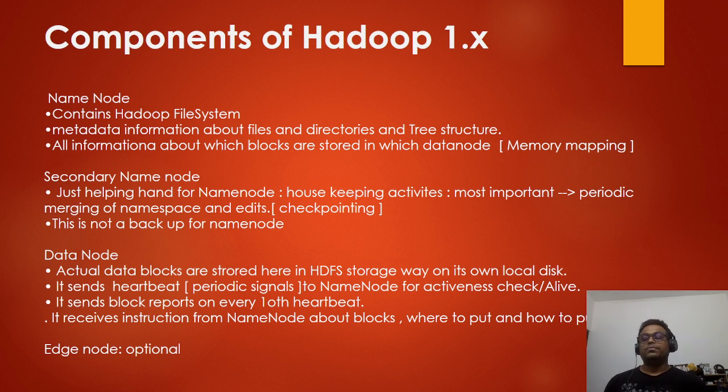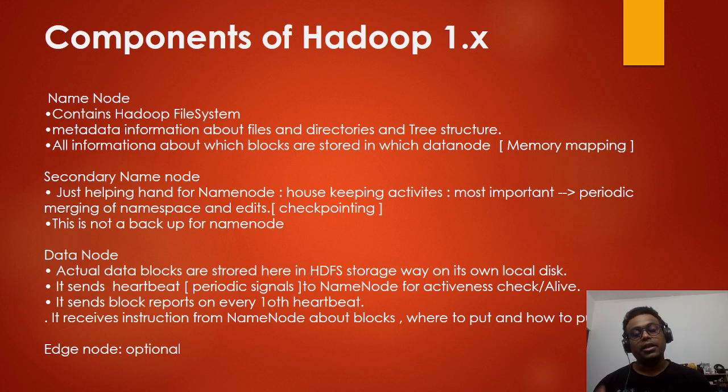Then another is the data nodes. Data nodes are the workhorse of the system, and these are the nodes where you actually store the data. Data blocks are there in their own location in the HDFS storage. The data node sends a signal to the name node periodically, so that the name node can understand that this data node is alive and behaving correctly, and we can use this data node in further processing or in further jobs. That's why it is called a heartbeat.